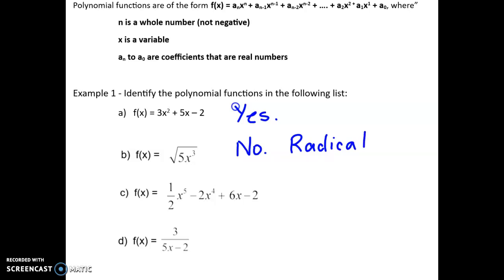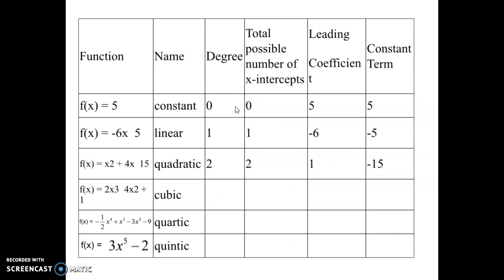Let's look to C. Is this one a polynomial? Yeah. Okay, this one is a yes. Notice that there's a fraction as a leading coefficient. That's okay. But if you look at the powers, they're 5, 4, 1. They're nice powers. Again, that's what we're looking for. And the last one, we have a fraction here. No. So this one is not. We also know that this one is called a rational function, because we just did that. Rational functions are those functions that have an x in the denominator. So next we're just going to fill out this table.